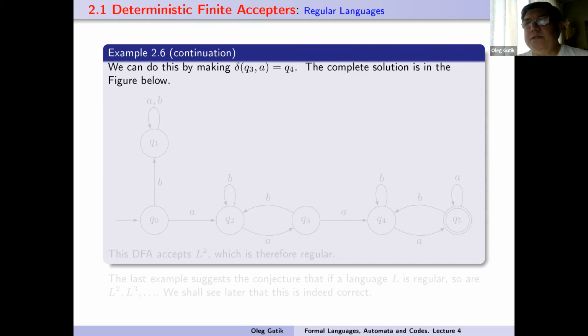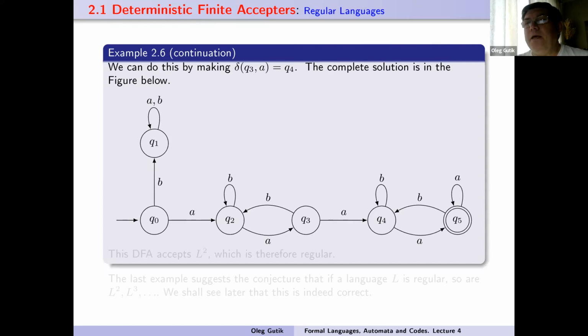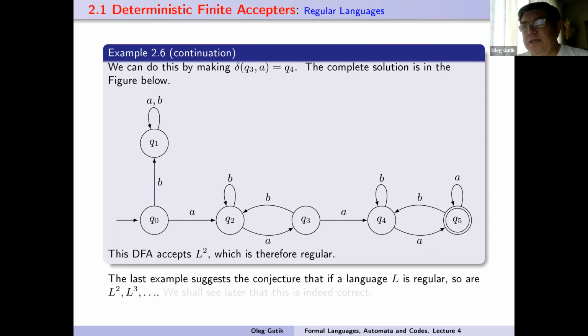The complete solution is in the figure below, which is also the graph of the automaton represented at the start of our example. This deterministic finite automaton accepts the language L squared, which is therefore regular. The last example suggests the conjecture that if the language L is regular, so are L squared, L to the power 3, and so on. We shall see later that this is indeed correct.